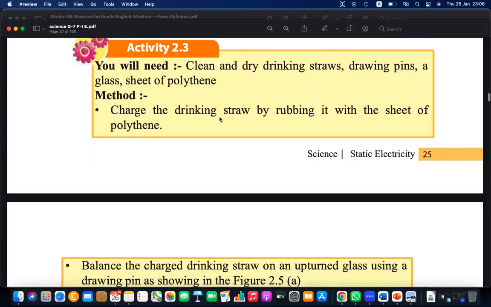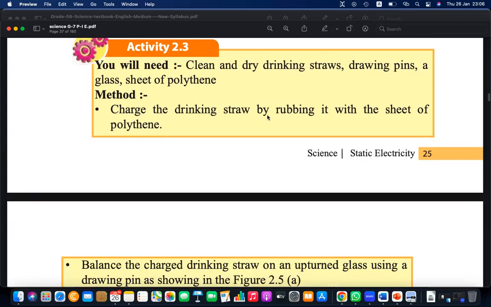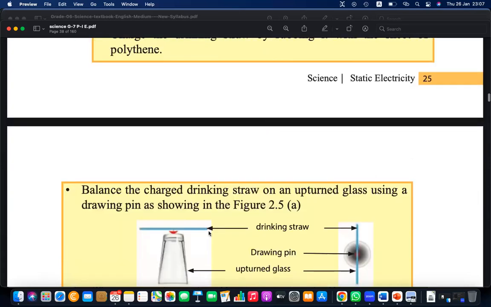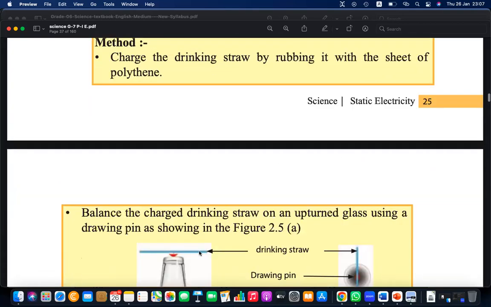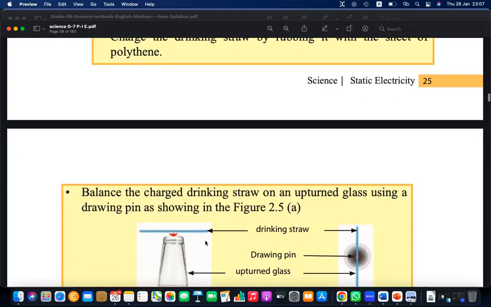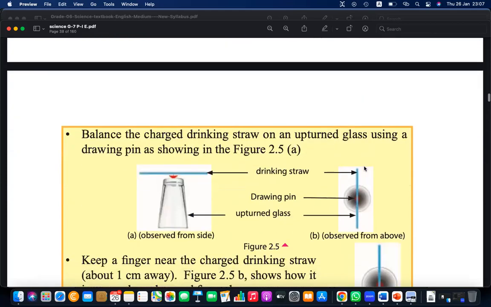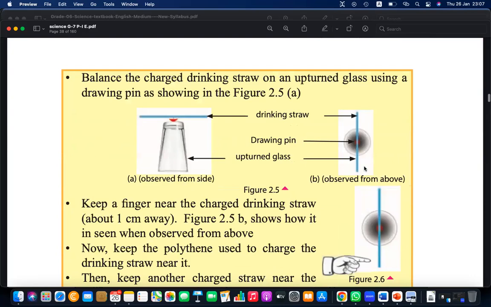What you have to do is rub this drinking straw with the sheet of polythene, so that will charge the straw, and then you can just keep it using this drawing pin on top of the glass like this. Then you have to do this small experiment. First, move your finger towards it and see whether it repels or attracts. Next, use another straw which is charged, and another straw which is uncharged.